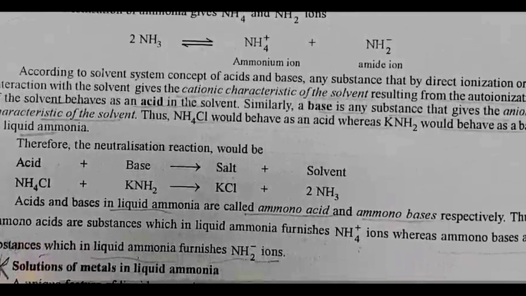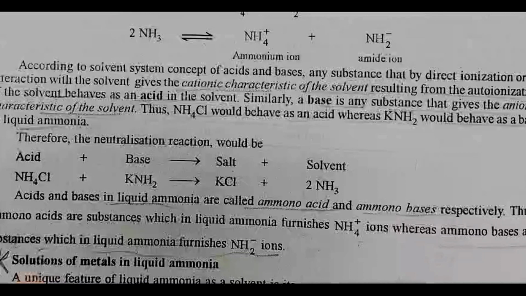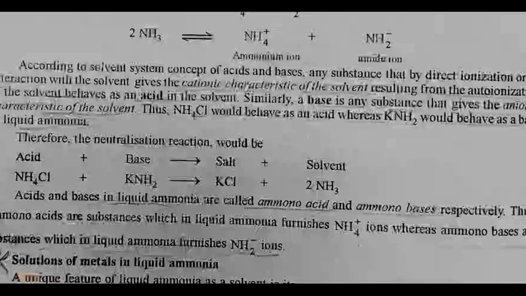According to the solvent system concept of acids and bases, any substance that, by direct ionization or by interaction with the solvent, gives the cationic characteristic of the solvent, resulting from the autoionization of the solvent, behaves as an acid in the solvent. Similarly, a base is a substance that gives the anionic characteristic of the solvent. Thus, NH4Cl would behave as an acid whereas KNH2 would behave as a base in liquid ammonia. Therefore, the neutralization reaction would be acid plus base equals salt plus solvent: NH4Cl + KNH2 = KCl + 2NH3.